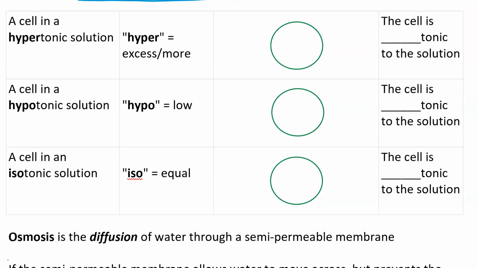Now looking at some other words. Hypertonic, hypotonic, isotonic. If we're talking about a cell in a hypertonic solution, well, that prefix hyper means more or excess. So if the solution is hypertonic, then the solution has a higher concentration of solute. So if I were to draw solute as red dots, then there would be more or higher concentration of solute outside of the cell in the solution than inside the cell.